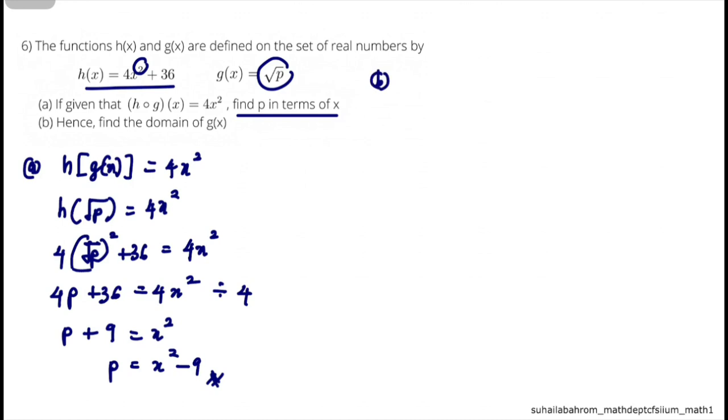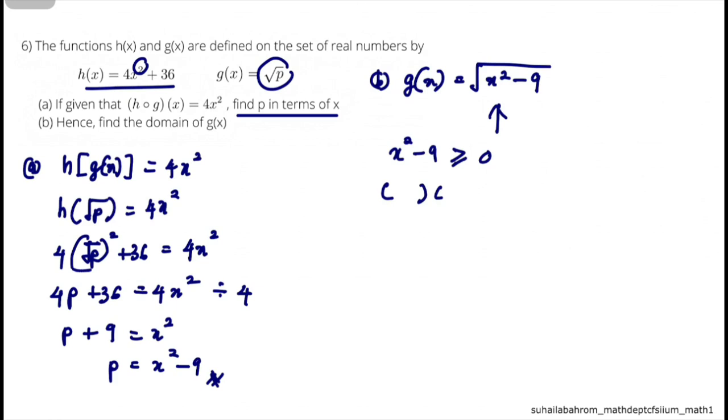And then for part B, we want to find out the domain of the function g. So what is the function of g? Since we already have p in terms of x, we can substitute p as x squared minus 9. So we need to find out the domain of this function g. Since it is under the square root of an even number, any terms inside the square root of an even number must be greater than or equal to 0. To solve this inequality, we have to factorize completely. So you will get minus 3 and plus 3 here.